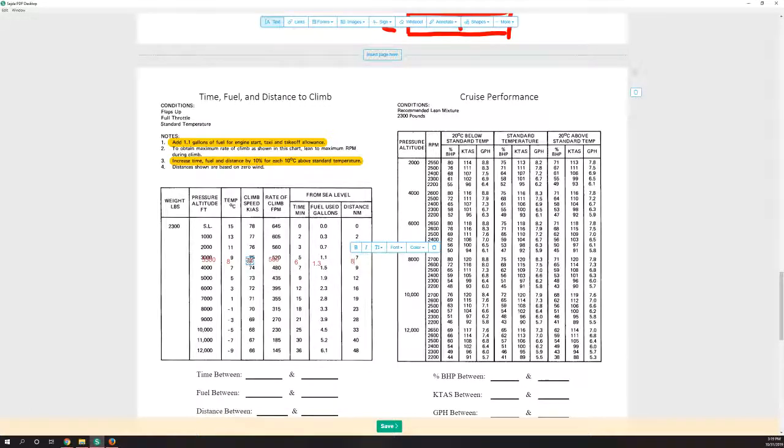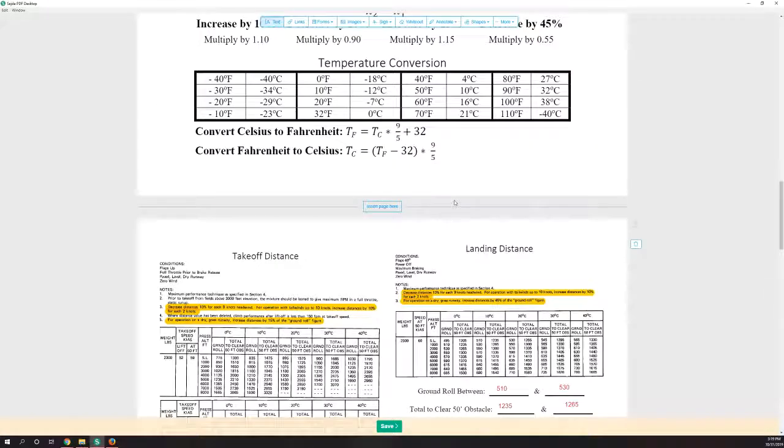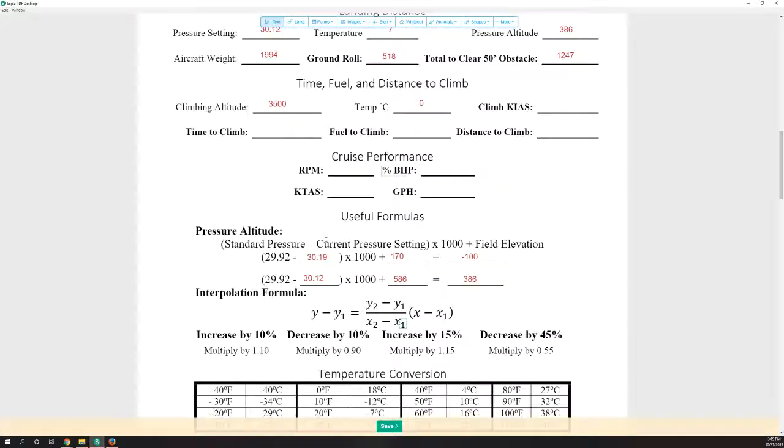So climb true airspeed is going to be 74 knots. It's going to take us 6 minutes. We're going to burn 1.3 plus our 1.1 gallons. So we're going to burn 2.4 gallons total in the climb by the time we get up to our cruising altitude. And we're going to cover 8 miles. So we can scroll back up here, and in this case, you just flip your sheet over. We said our climb true airspeed was going to be 74 knots, our time to climb was going to be 6 minutes, the fuel we're going to burn is 2.4, and our distance to climb, we said, was going to be 8 miles.